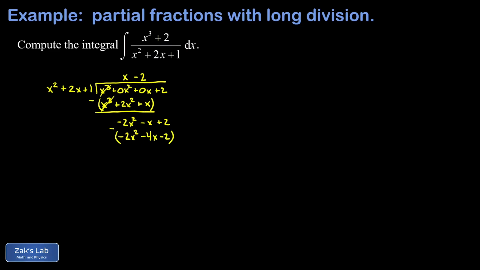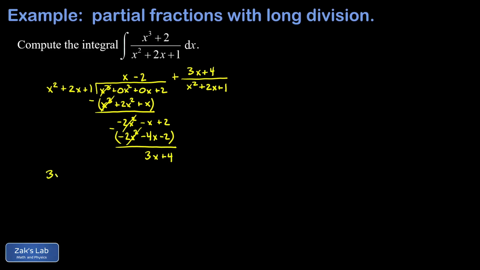And again, we subtract. The negative 2x squareds cancel. Negative x minus negative 4x is positive 3x, and 2 minus negative 2 is plus 4. And remember, the interpretation of remainder here is that we're left with a 3x plus 4 divided by x squared plus 2x plus 1. All right, so our integrand can be represented as x minus 2 plus this fraction. And now we're going to factor the denominator of that fraction and propose a partial fractions decomposition.